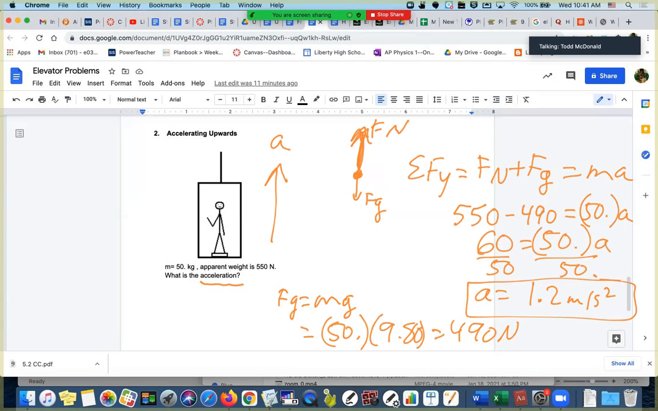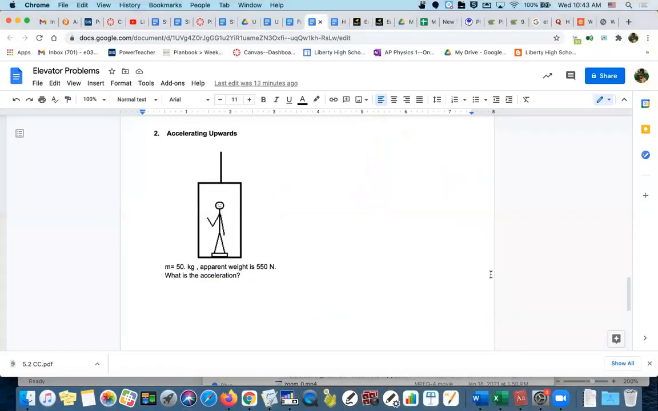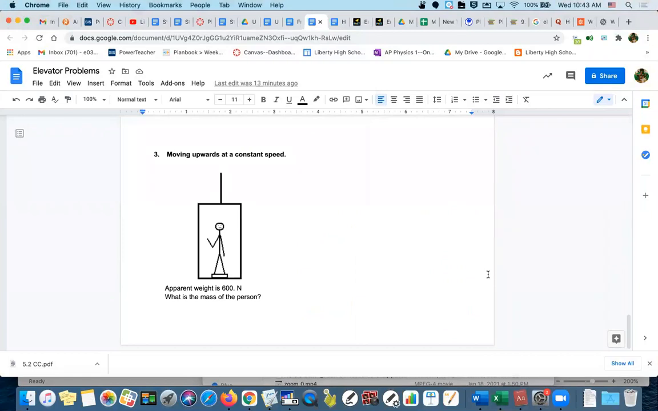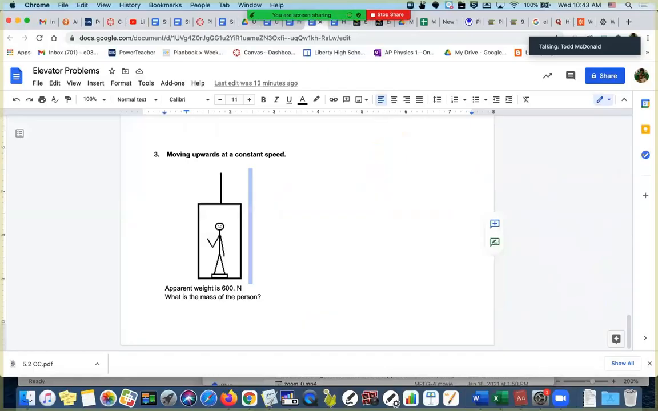All right, so this time I had to find acceleration. So we found apparent weight, we found acceleration. You probably guessed it on the next one. I'm going to make you find the mass. Okay, now, here's the third scenario. Moving upwards, but what's going on with acceleration? Acceleration equals 0, even though we're going upwards, right?